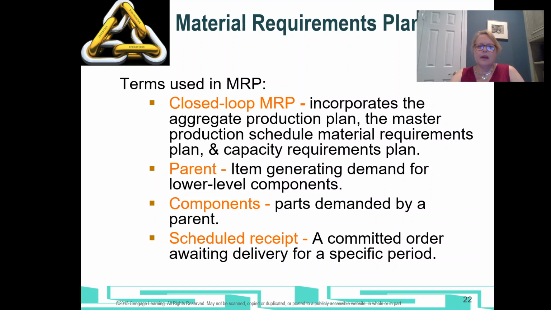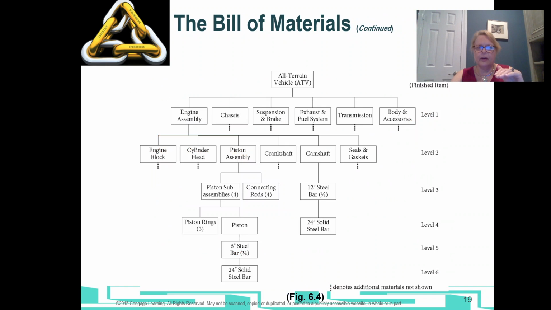Okay, the parent part. You don't need to know closed loop MRP, but let me show you a parent part here, toward the bottom on the left. The piston subassembly is the parent part of piston rings, piston, 6-inch steel bar, and 24 solid steel bar. Or the piston assembly is the parent part of the subassembly and the connecting rods. So if it's one above it, that's the parent. The part below it is referred to as the child.